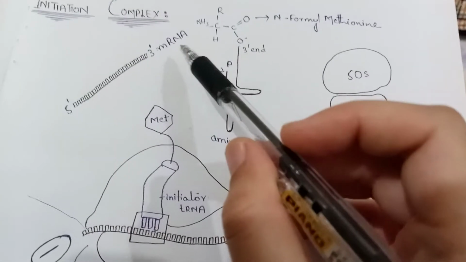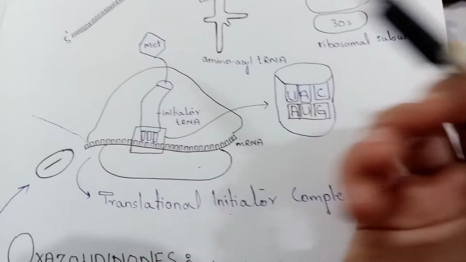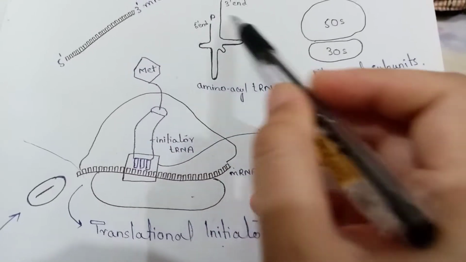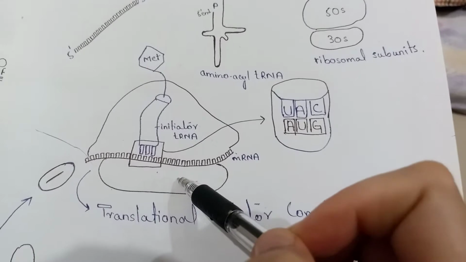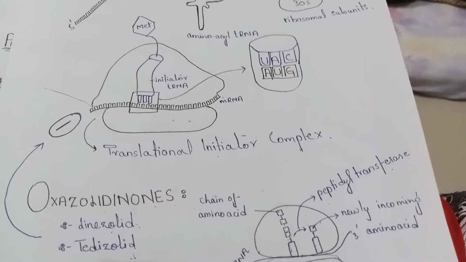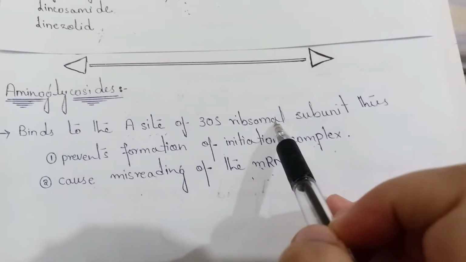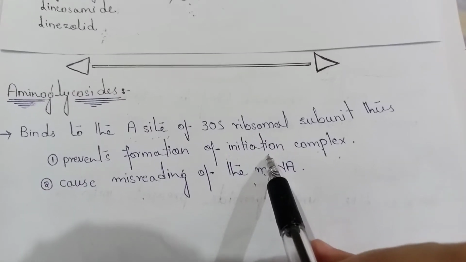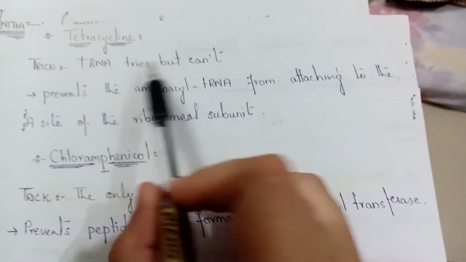While if I talk about tetracycline, it's also a drug. Tetracycline prevents the binding of the tRNA to the ribosomal subunit, and in this way tetracycline is used to inhibit protein synthesis. And I'm going to show you this in written form. For example, if you can see over here, the aminoglycoside binds to the A site of the 30S ribosomal subunit, and in this way it prevents formation of the initiation complex, and it also causes misreading of mRNA. Now for tetracycline, I have the trick: tRNA tries but can't.